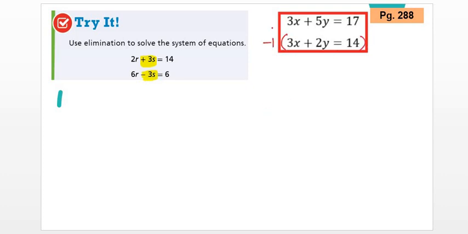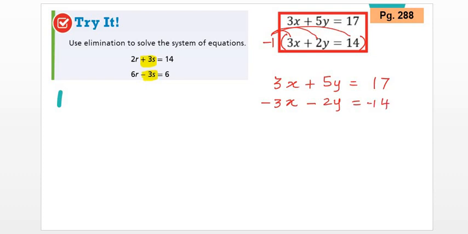What will happen now? I will write the system of equations again. The first equation is 3x plus 5y equals 17. What is the second equation? Now I'm going to multiply this -1 with all the three terms that are in the equation. So this one will become -3x, this one will become -2y, and this one will become -14, right?